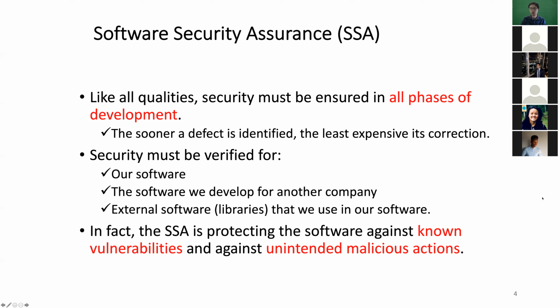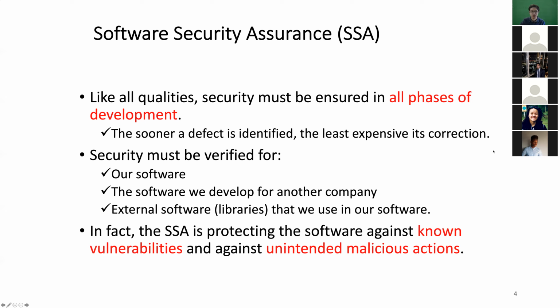So in detail, or more specifically, software security assurance is protecting the software against known vulnerabilities and against unintended malicious actions. What are known vulnerabilities? We know that if you write software in a certain way, it's vulnerable, so other people can attack your system. Those are known vulnerabilities. Unintended malicious actions are actions of other, unauthorized people to access your data and code.